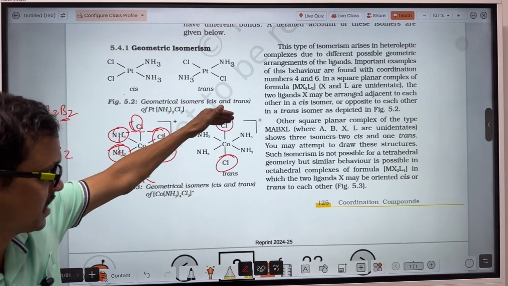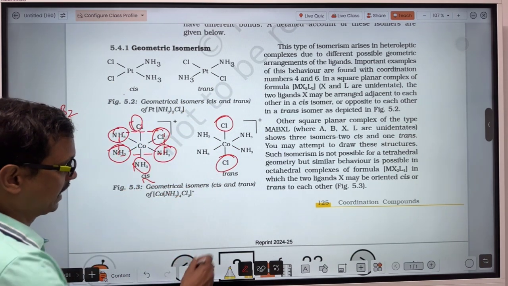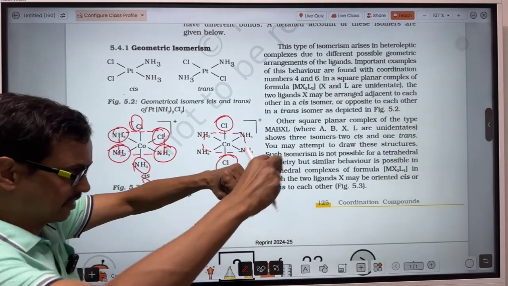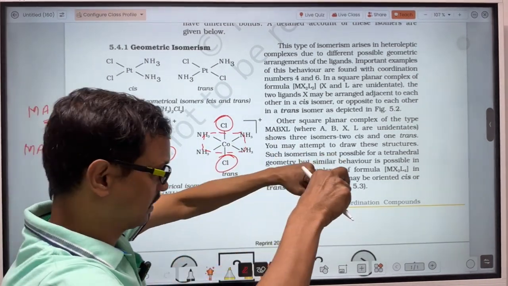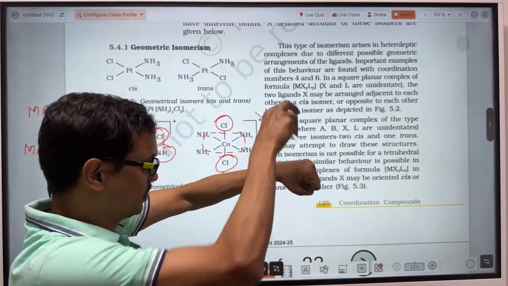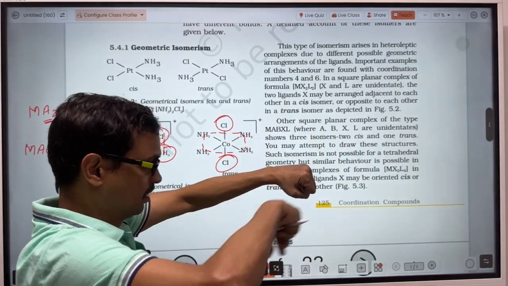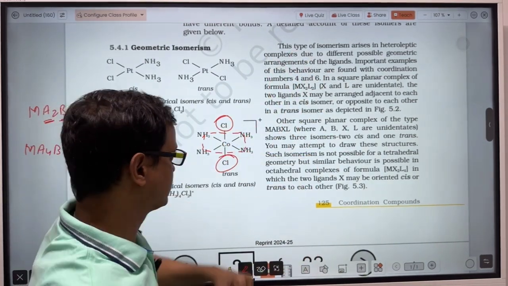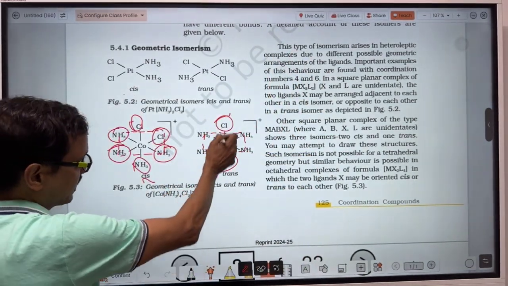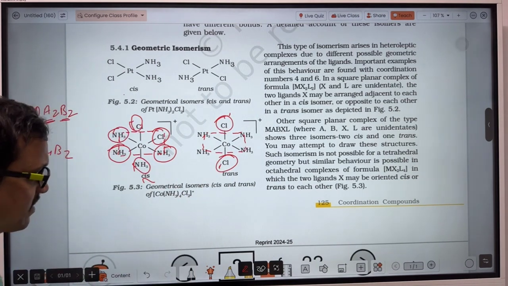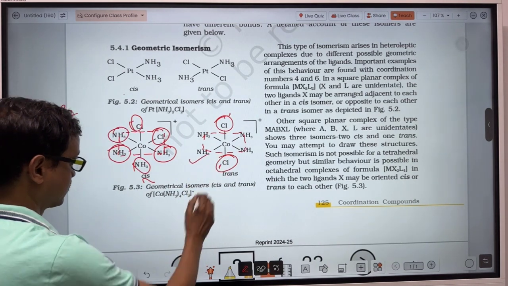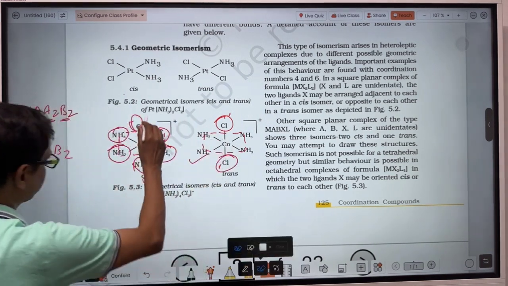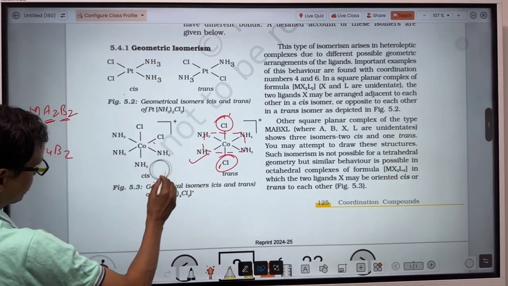If above and below is same, then trans. Like this, these ammonia are on the same plane. Like here cobalt, then here ammonia, and here ammonia. So these are the same, and here chlorine above and chlorine below is the same. So the same type of ligand is in the opposite direction. That's why it is trans, and here the above and below ligands are different. That's why it is cis.